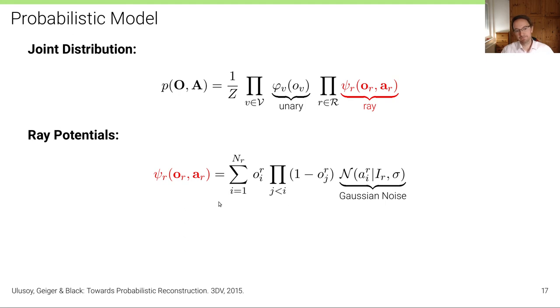But still, if you think about this term, a configuration of O's and A's that maximizes the joint probability is one where, for all of the rays in all of the cameras, so this is the ray set that goes over all of the rays of all of the cameras, the value of this potential is increased. And that is exactly increased if the first occupied voxel is similar to the pixel that corresponds to that ray. If A is similar to I, then this term will be large. And if it's the first occupied voxel, then this will be 1. So we get a large value in this potential.